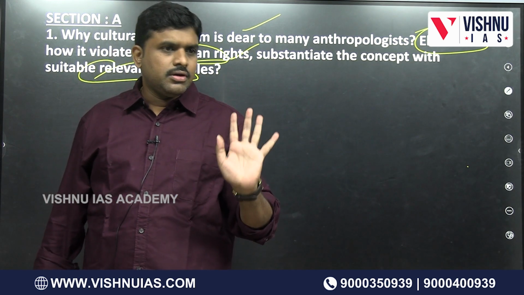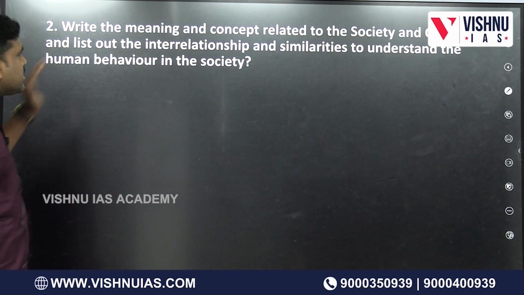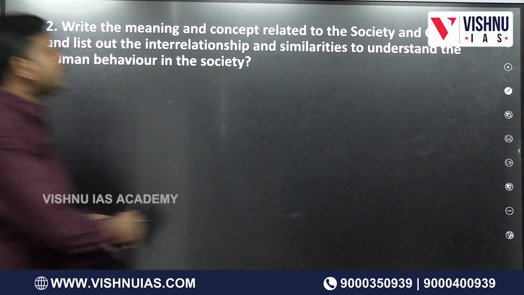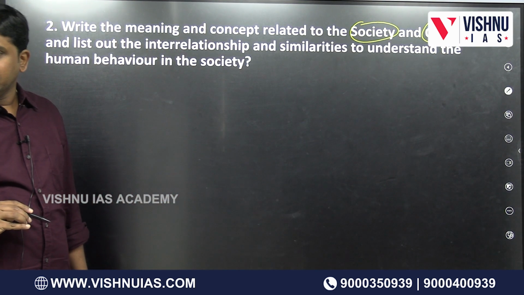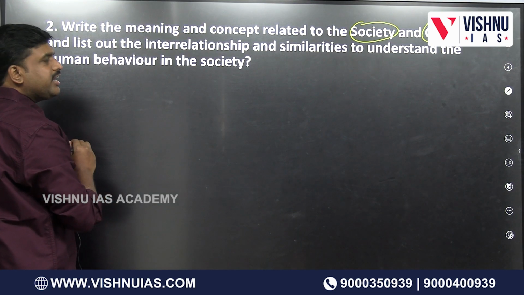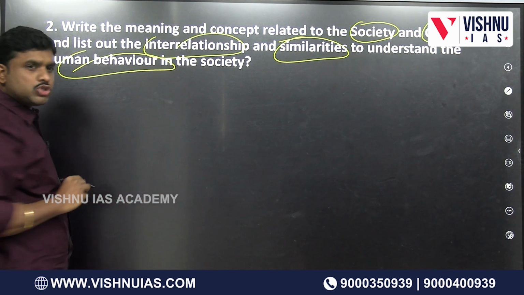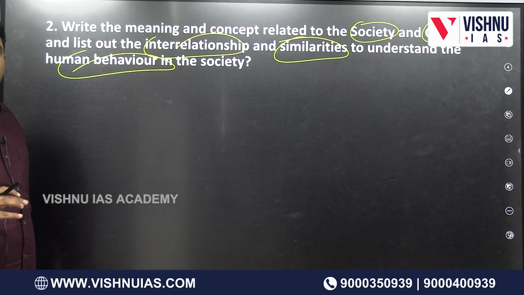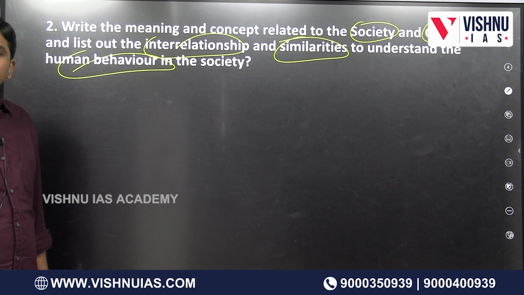For every answer, this is the structure you have to follow. Number 2, the second question: write the meaning and concept related to society and culture, and list out the interrelationships and similarities to understand human behavior in society. First, I will write about the two important aspects of mankind, society and culture. Society is the combination of people put together in interrelationship with each other, whereas that society which follows rules and regulations is called culture.